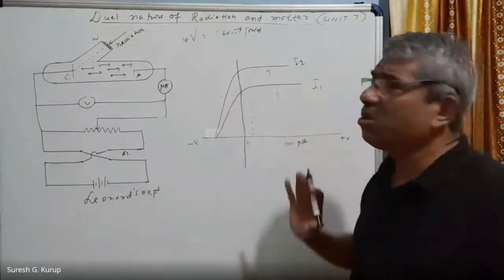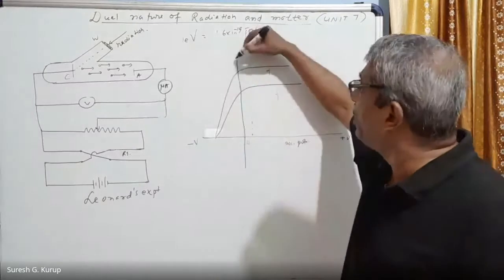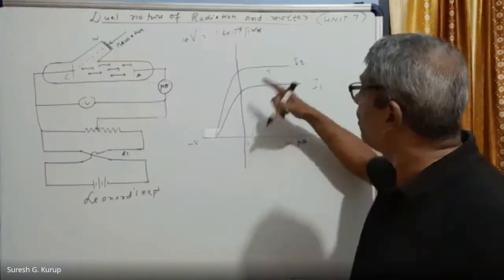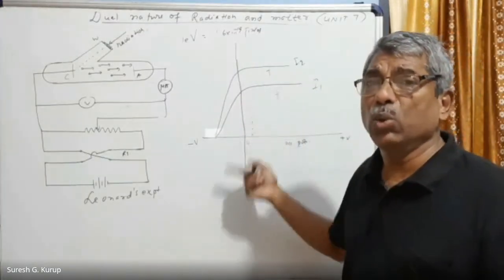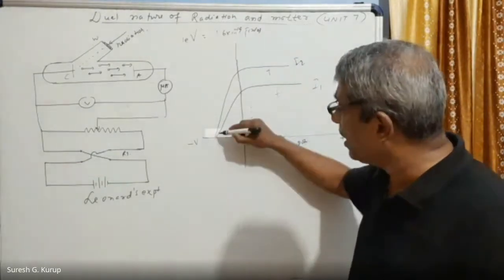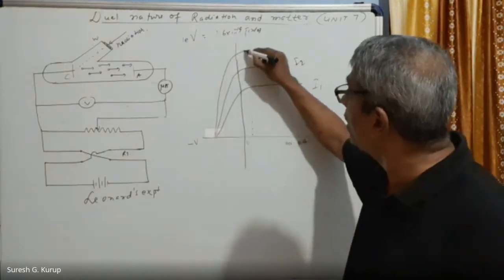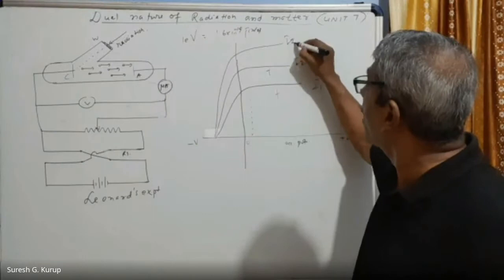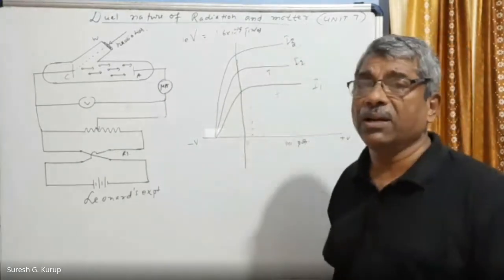So now this also saturated. If you still want to increase the current, then what will you do? You have to take a radiation whose intensity has to be increased. A third intensity, this is I3. Then you will see that the current further increases.